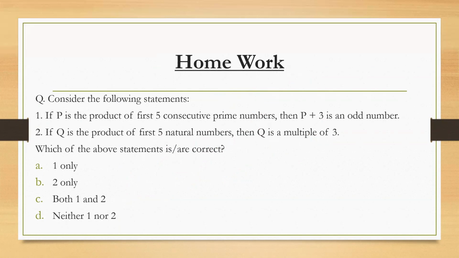So again, P is the product of first 5 consecutive prime numbers, then P plus 3 is what? Anyone has solved this? If you have, you can give the answer. Which statements are correct?